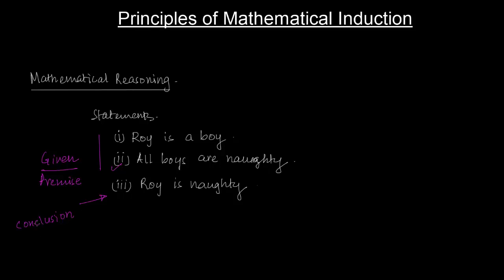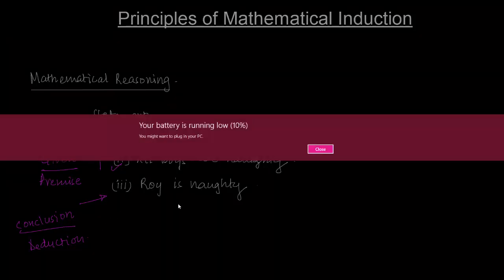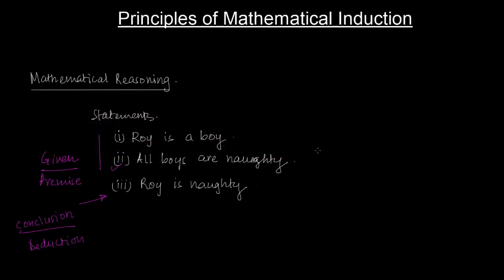So, yes, this conclusion is called deduction. What do you do? Through a given premise and applying certain logic, you arrive at a conclusion. This sort of logic is called deduction. Understand?